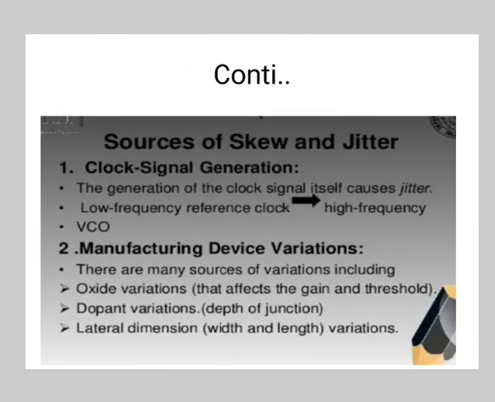Sources of skew and jitter, the first one is the clock signal generation. The generation of the clock signal itself causes jitter, from the low frequency reference clock to the high frequency VCO. Then manufacturing device variations. There are many sources of variations including oxide variations that affect the gain and threshold, then dopant variations, depth of junction, and then lateral dimensions, width and length variations.